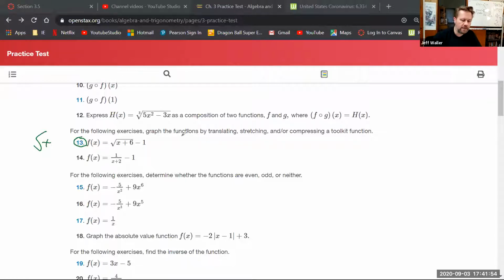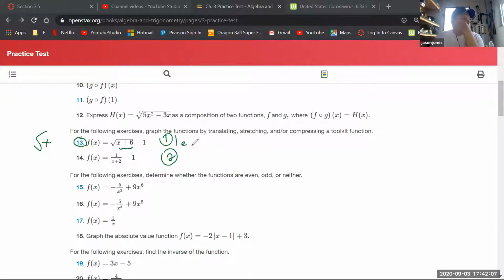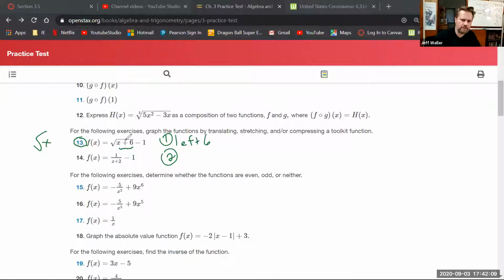So one way to do this kind of problem is to list out the transformations. What would this do? To the left 6. Good, left 6. Because when it's in with the x, when it's in with the variable, it does the opposite of what it looks like. For this guy, if I want the same outputs, all my inputs have to be 6 smaller than they used to be, because the first thing this thing does is add 6 to them.